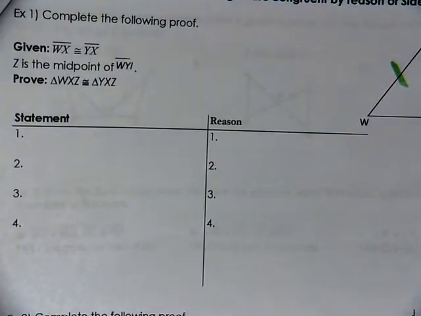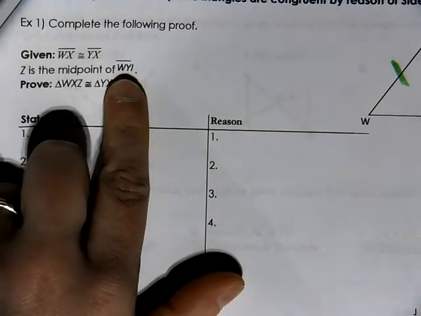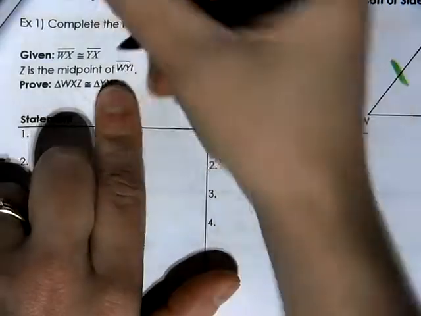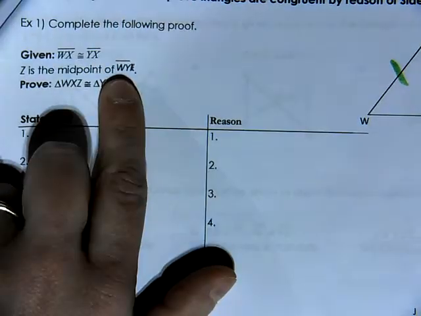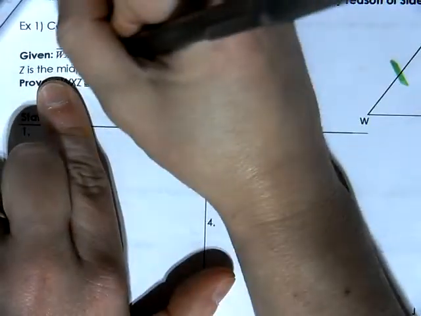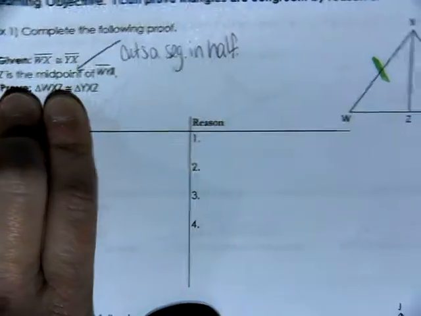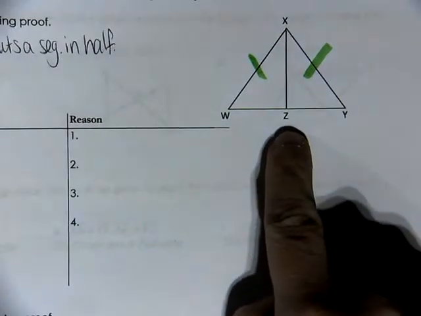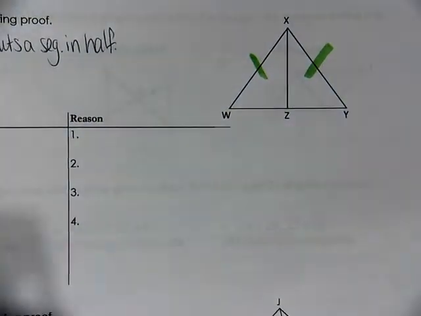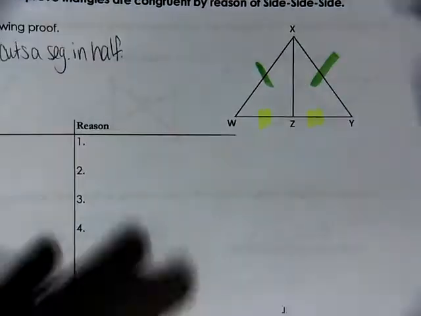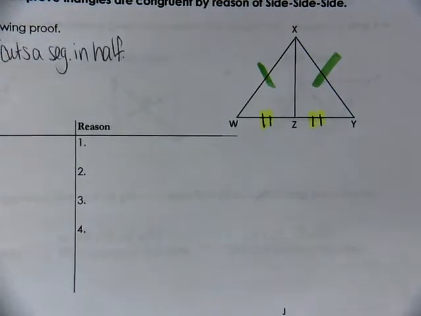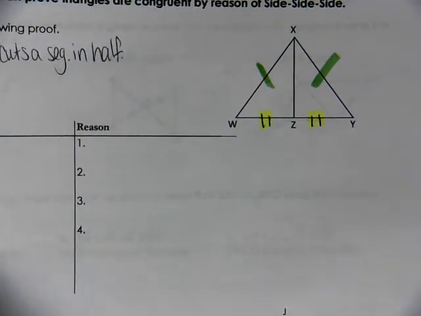Next, I'm told that Z is the midpoint of segment WY. So let's think about what we know about midpoints. Midpoints cut a segment, or divide a segment, in half into 2 congruent pieces. So because I know that Z is the midpoint of WY, I know that it's going to divide this segment into 2 congruent pieces.